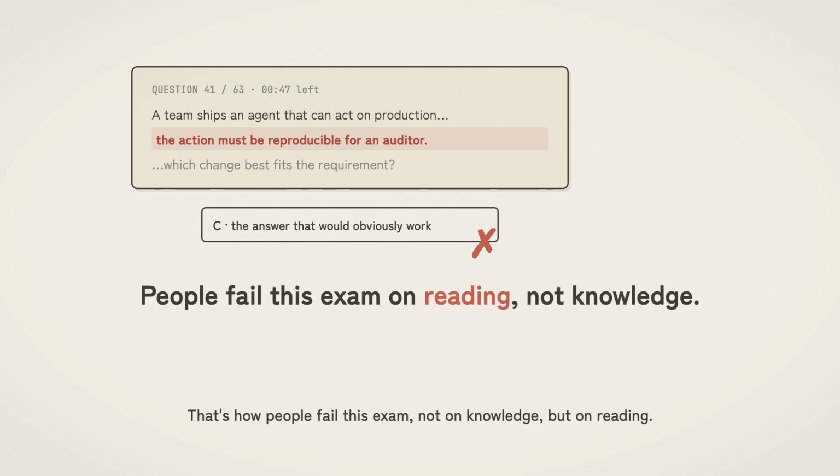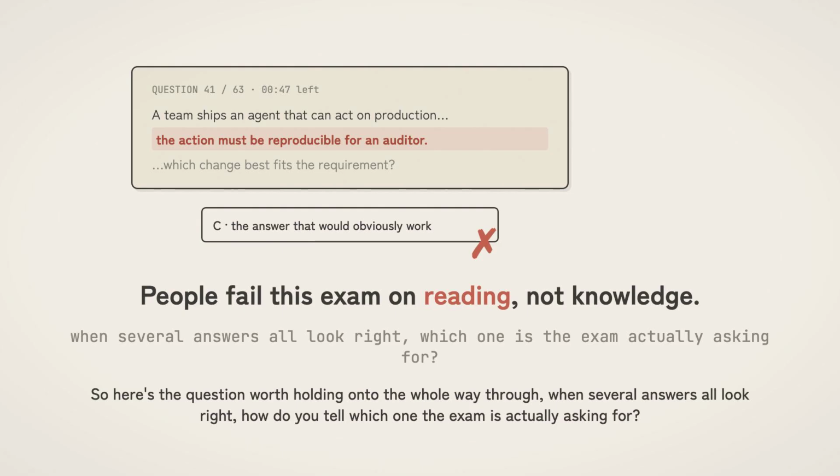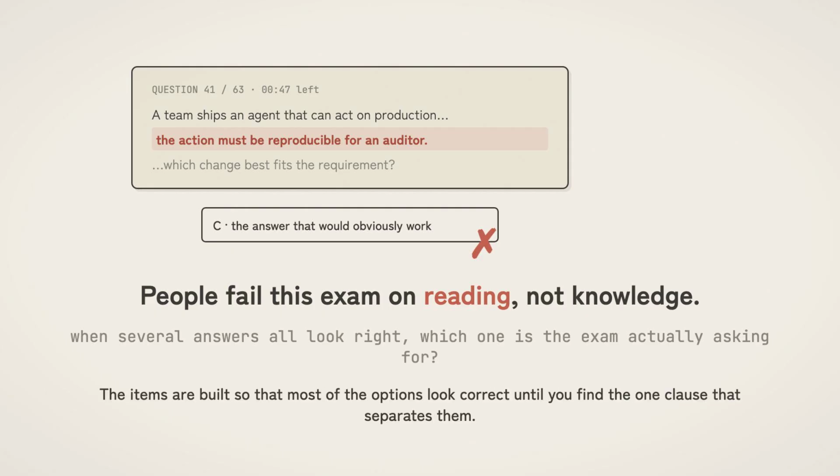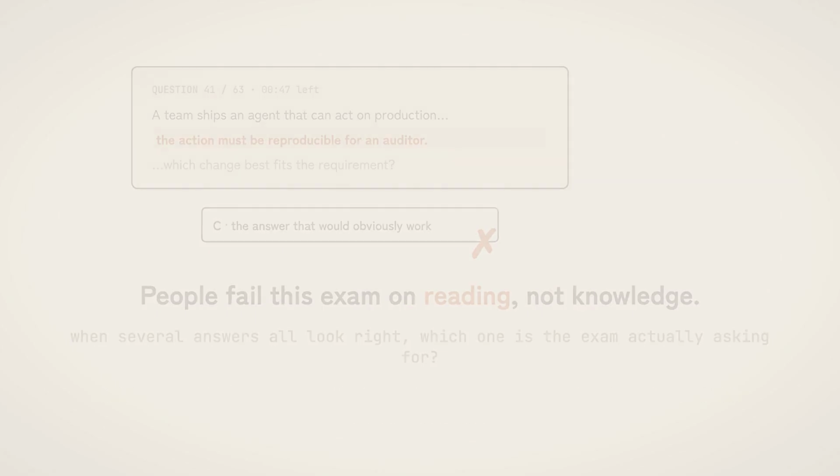That's how people fail this exam, not on knowledge, but on reading. So here is the question worth holding on to the whole way through. When several answers all look right, how do you tell which one the exam is actually asking for? The items are built so that most of the options look correct until you find the one clause that separates them. So this episode isn't more theory, it's the reading method run against real questions until the method is automatic.